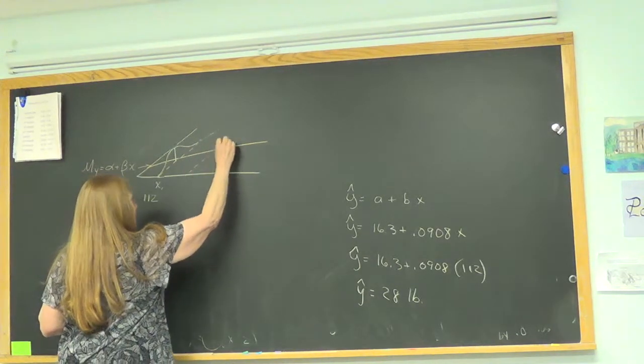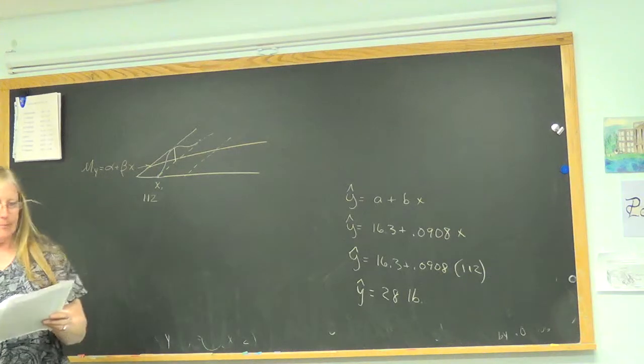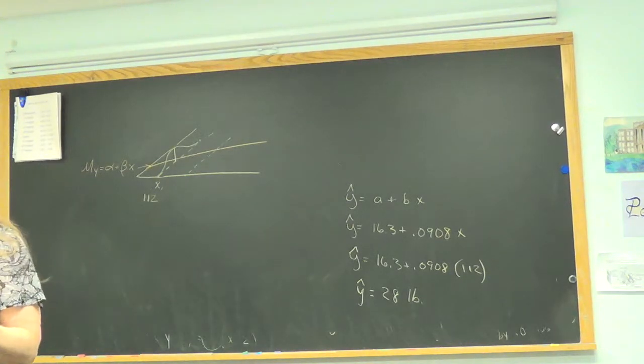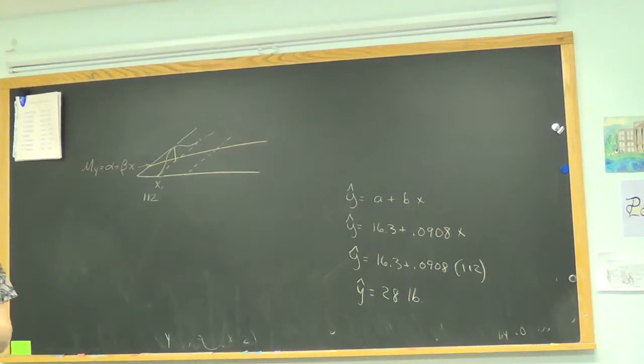Pretend now it's a regular one. Let's put in another value for X. Instead of 112, what's another body weight? Is there another person greater than 112?